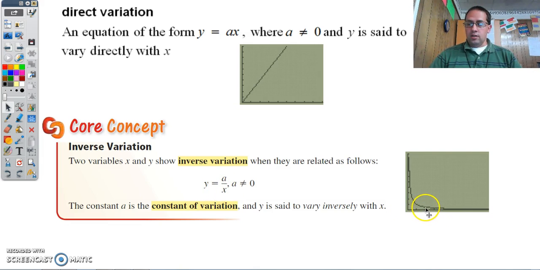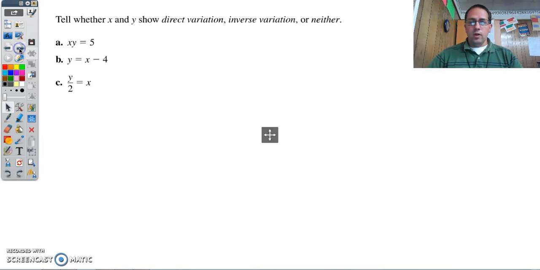Notice as x increases, y decreases. X increases, y decreases. However, if you look at this, this is not a straight line, is it? This is this nice little curve here, and we're going to talk more about this curve in later videos. But we have this curve. And the important thing to know is that when x increases, y is coming down. Where in direct variation, when x increases, y also increases. Okay, so let's take a look at this.